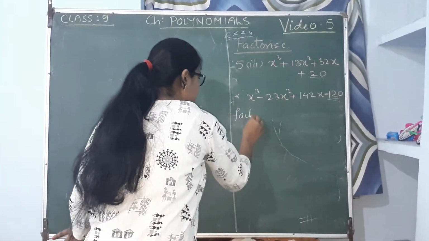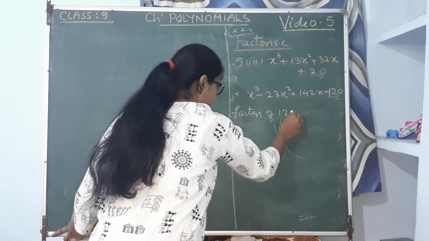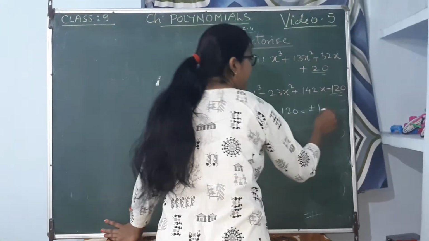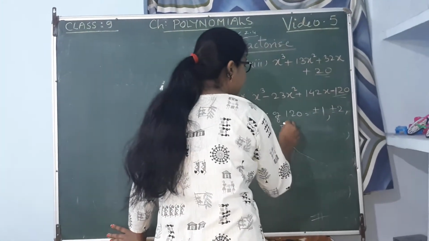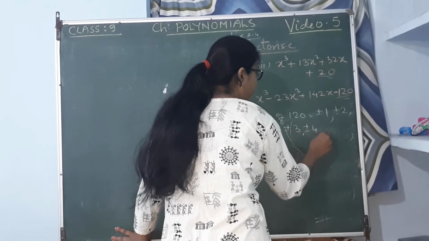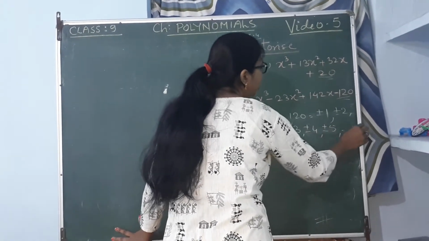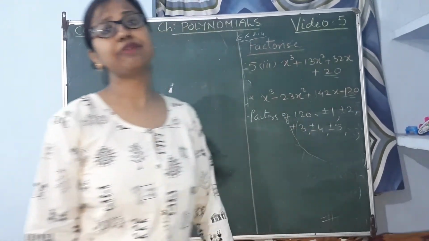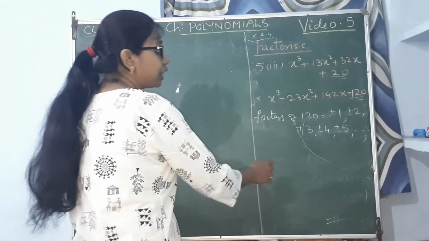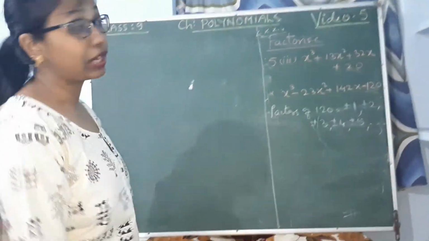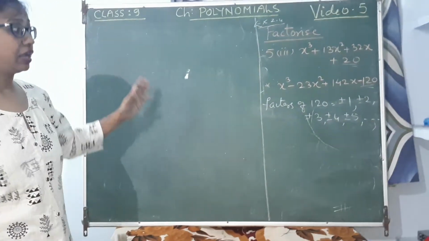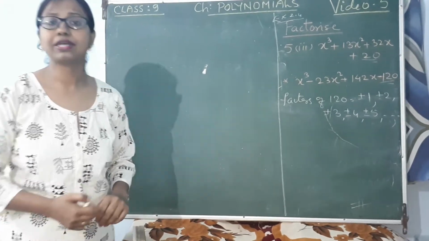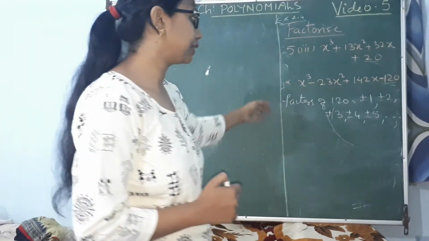So factors of 120: 1 is a factor of every number. Plus minus 1, plus minus 2, plus minus 3, plus minus 4, plus minus 5 and so on. No need to find out all the factors. In the first 3-4 cases only we will get a factor. We need to find out only one factor, then we do the long division. Yes, my dear children, long division is a very important concept for these types of questions. So you must practice the long division method.